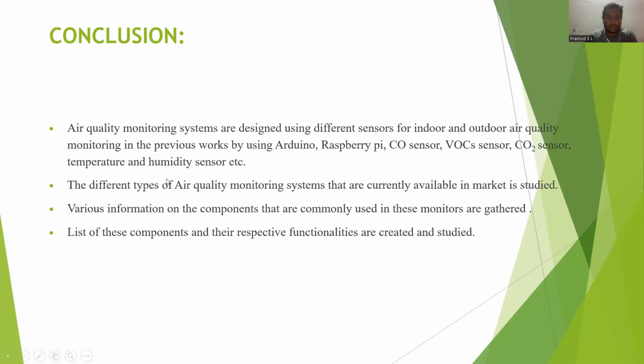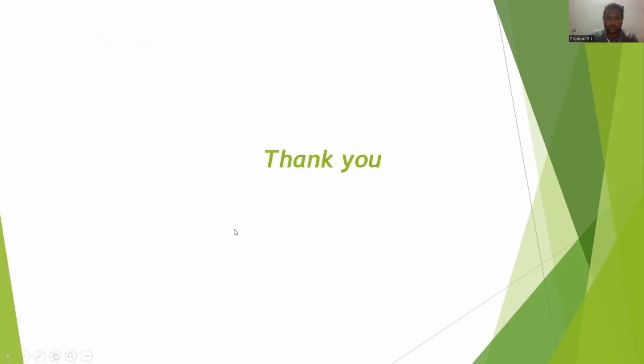Okay, the last conclusion: air quality monitoring systems are designed using different sensors for indoor and outdoor air quality monitoring, in the previous source, by using Arduino, Raspberry Pi, carbon monoxide sensor, VOC sensor and carbon dioxide sensors. Okay, the different types of air quality monitoring systems currently available in the market were studied, and various information on the components that are commonly used in these monitors was gathered. Okay, thank you, sir. This is about my presentation.